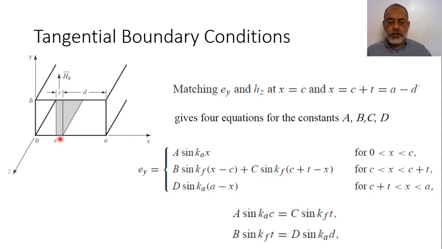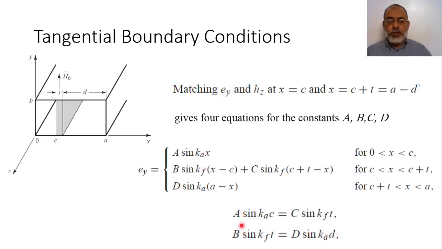In a similar way, at the second boundary at x equals C plus T, this term would be 0. So here, x equals C plus T, C plus T minus C would give B sine Kf multiplied by T. B sine Kf multiplied by T would equal the tangential electric field on the air side in the third region. Here we apply x equals C plus T, so it would be D sine Ka multiplied by the distance D, so it would be D sine KAD.